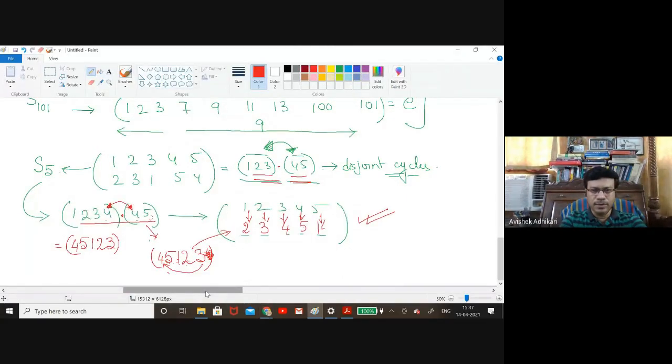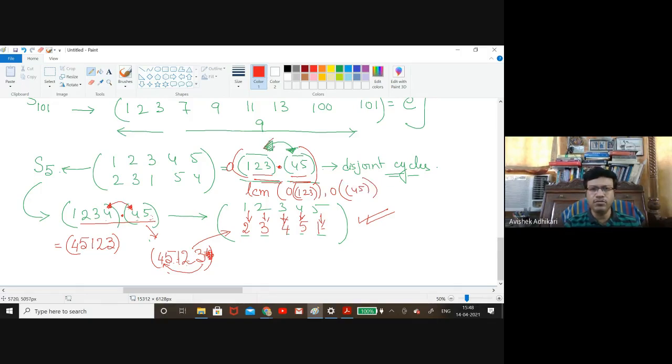Very good. Now, the question is, what would be the order of this kind of elements if it is a product of more than 2 cycles? First of all, if these are disjoint, we are actually looking at the product of disjoint cycles. So the order of this is basically the LCM of the order of 1, 2, 3 and the order of 4, 5.